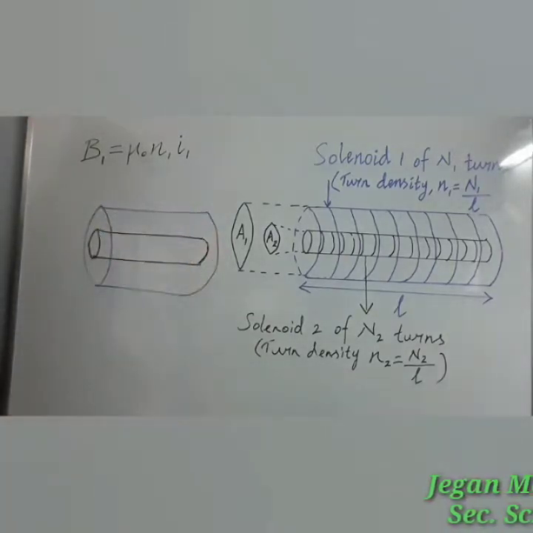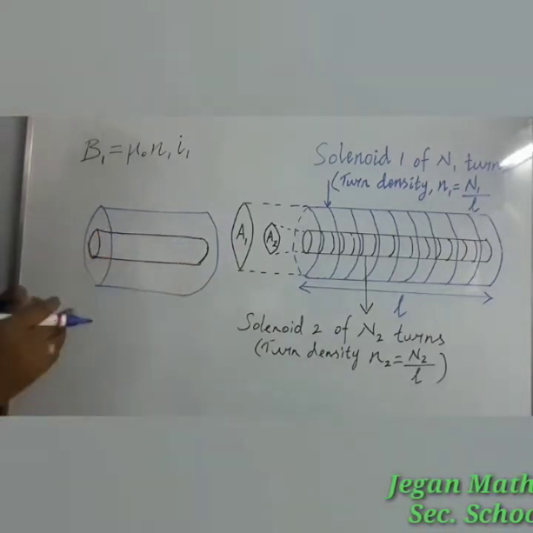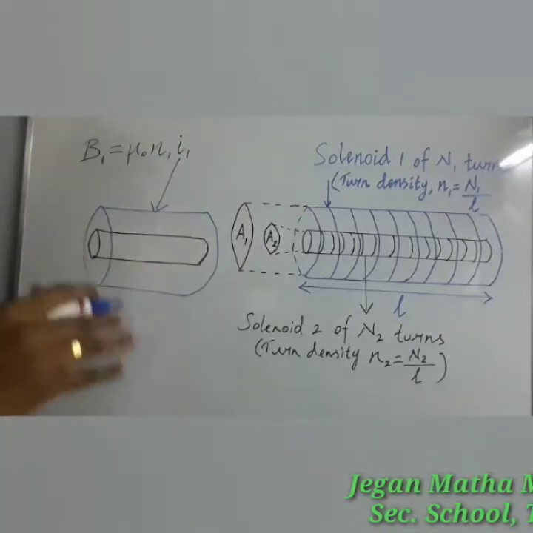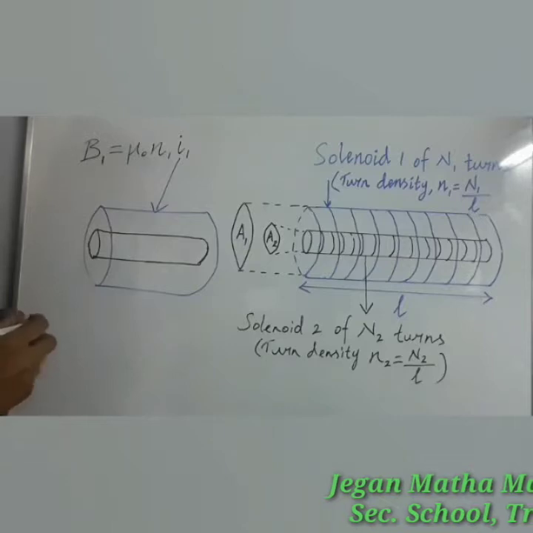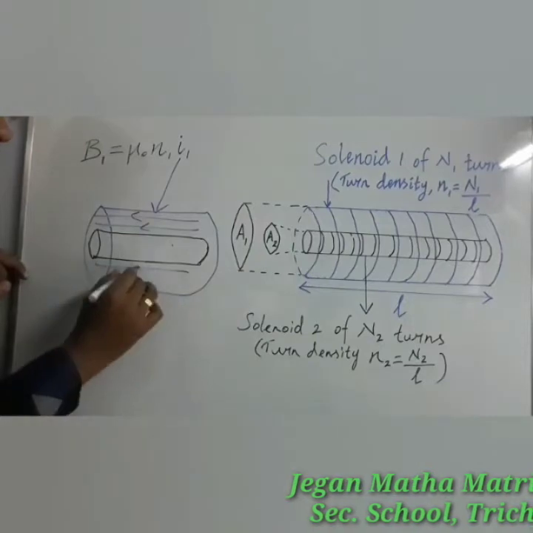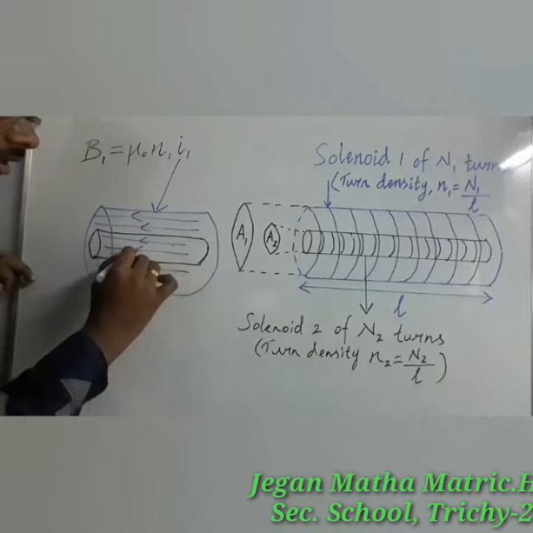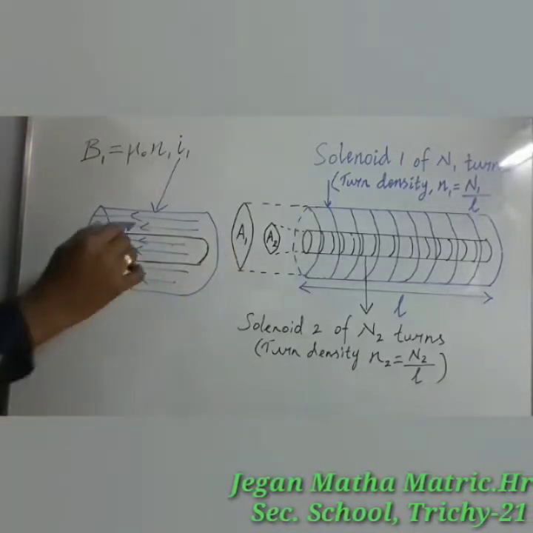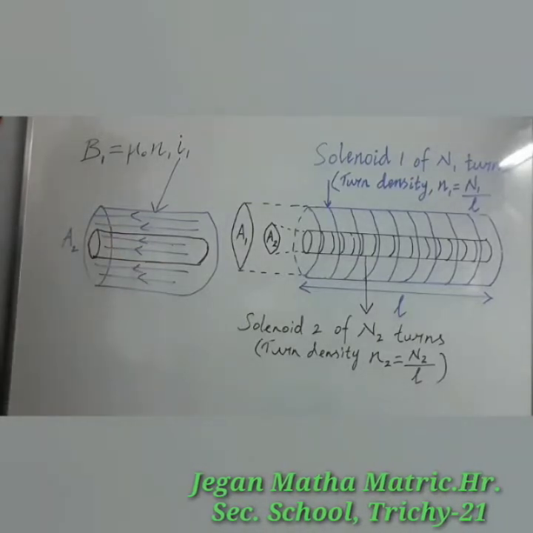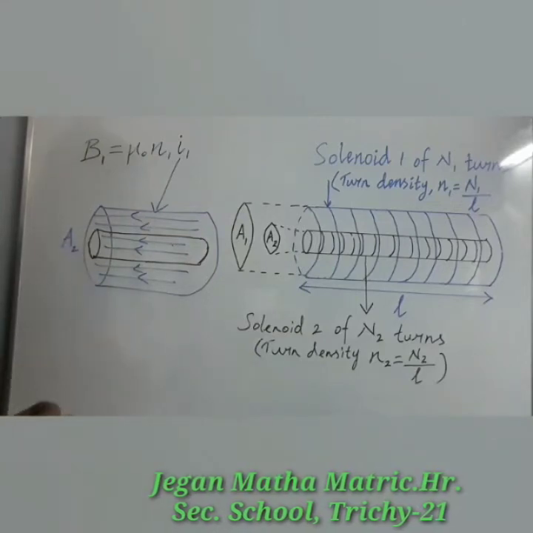Here I have drawn the outline. The blue one is the first solenoid and the black one is the second solenoid. I am going to pass the current I1 through the first solenoid, which will produce the magnetic field B1. The magnetic field lines are parallel to each other like this. Some of the field lines are passing through the area of the second solenoid, that is, through the area A2. The number of magnetic field lines passing through a particular area is known as magnetic flux.